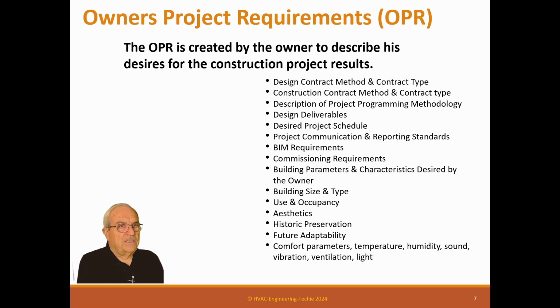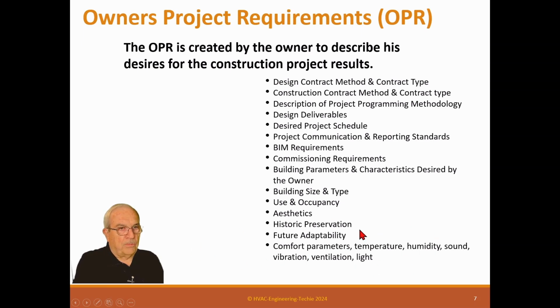Now, this is some of the stuff that goes in here. I'm not going to go over all this in detail. It is in the standard, of course: the design method, the contract type, description of the program methodology, design deliverables, desired project schedule. All these things are important to them. The BIM requirements, commissioning requirements, building parameters and characteristics desired by the owner. Maybe what's marble on the outside, who knows. Building type and size, use and occupancy, aesthetics, historical preservation. Maybe it's an old building, they want to preserve something, and future adaptability, or maybe it's supposed to be expanded in the future. Comfort parameters such as temperature, humidity, sound, vibration, ventilation, light.